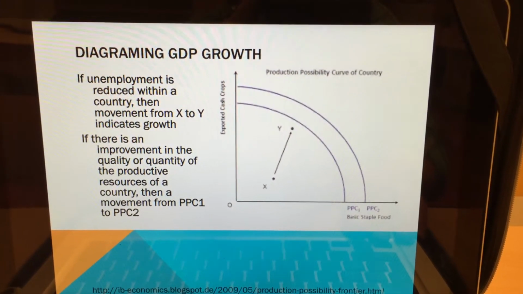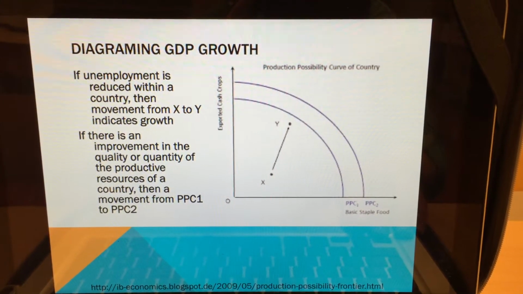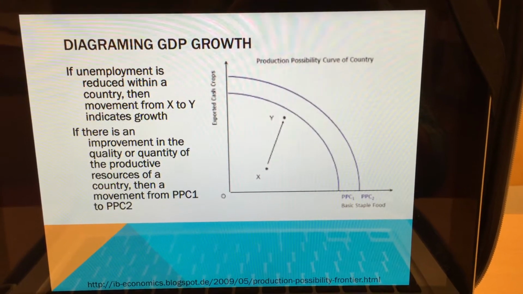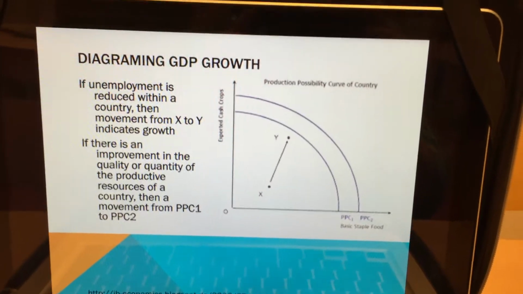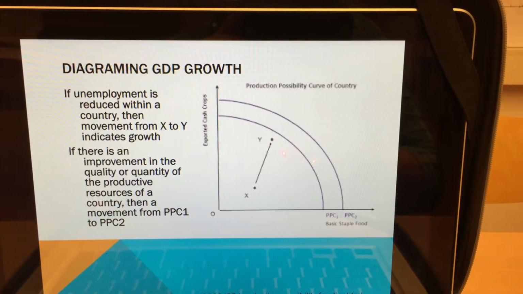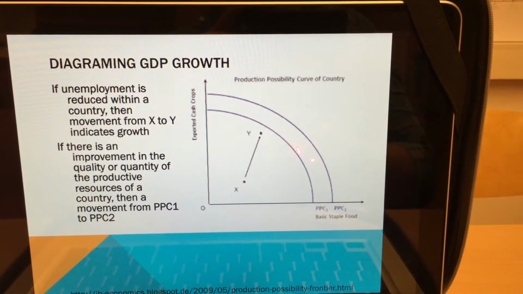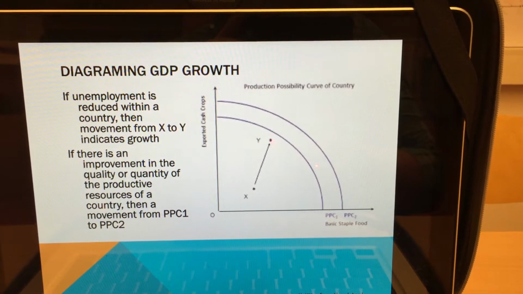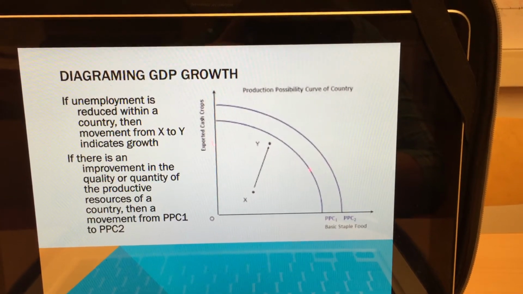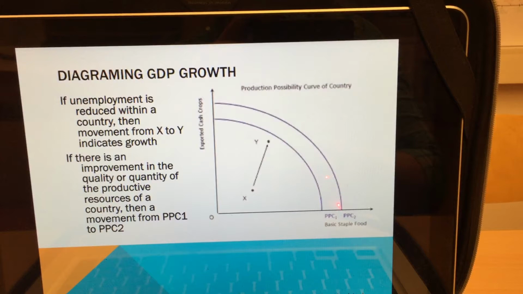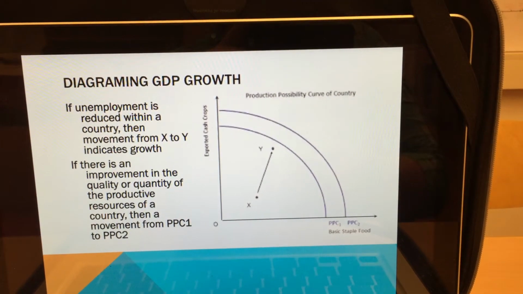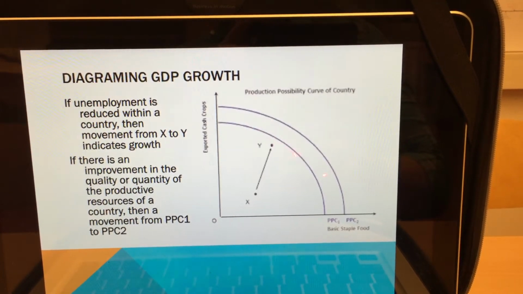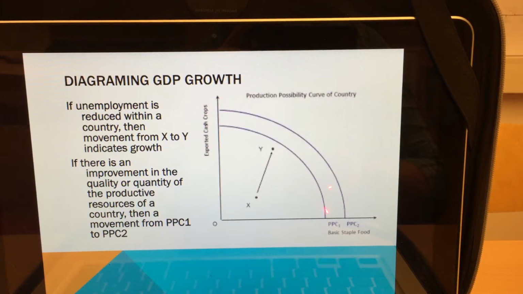Diagramming GDP growth. There's one method we can use, what's called a production possibilities curve, or a PPC. Sometimes it's called a PPF, a production possibilities frontier. Basically that represents everything that we can produce. This line represents if we are using all of our resources, we can make either cash crops or staple food. We can make one or the other, but we have to make a choice based on scarcity of what we're going to produce. So when we use all of our resources, we're producing along this curve.